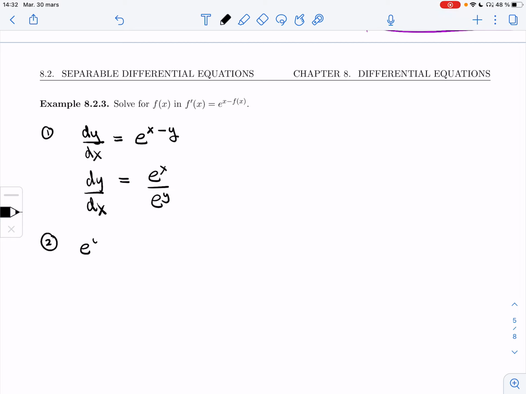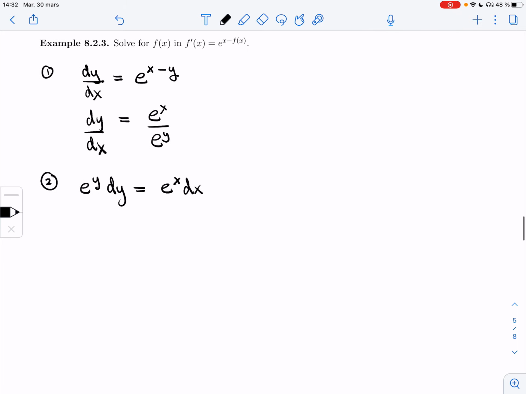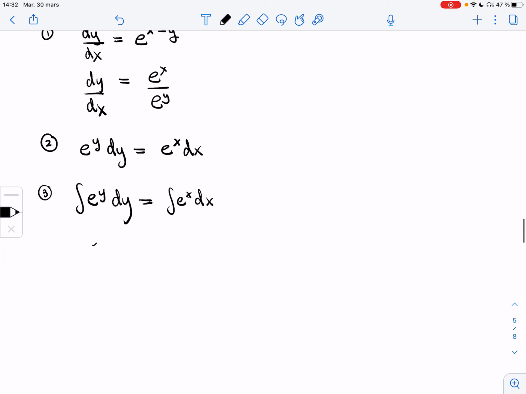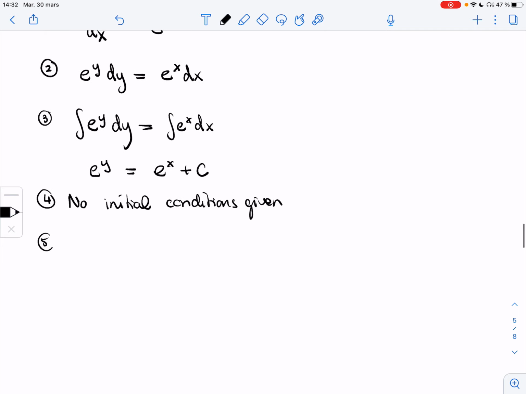Now I'm going to separate the variables, so I'll get e to the y dy equals e to the x dx. I'm going to integrate both sides. And so I'm going to get that e to the y equals e to the x plus c. Step 4, no initial condition given. And so I don't have to do anything. And in step 5, I have to solve for y.